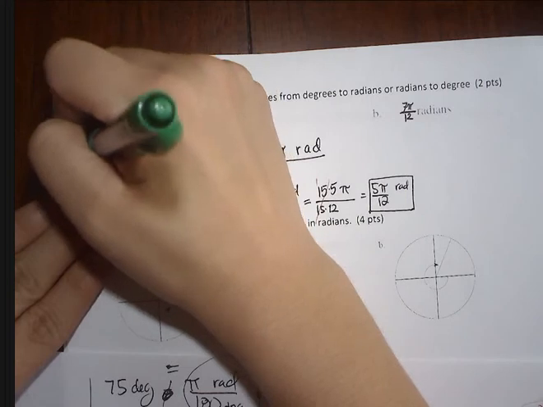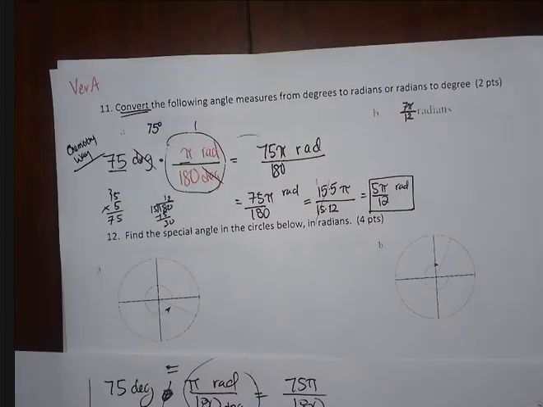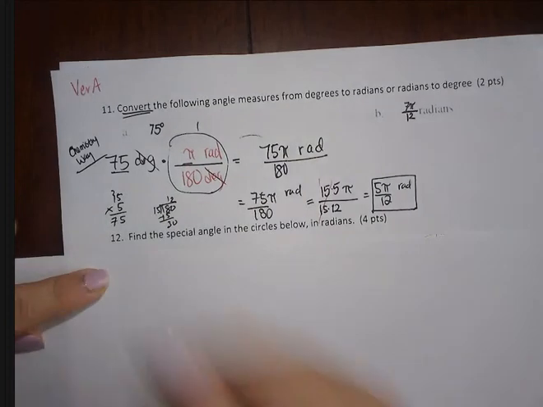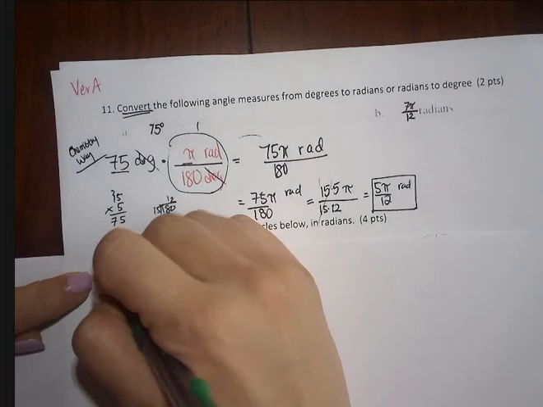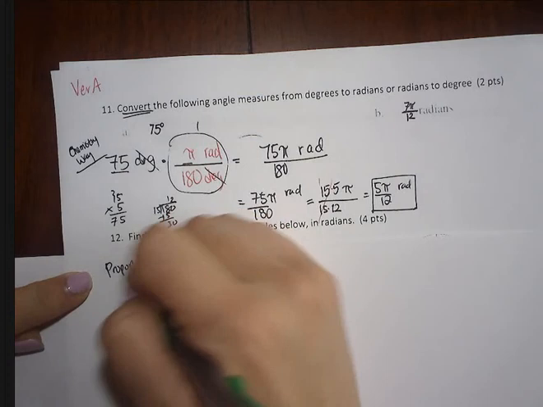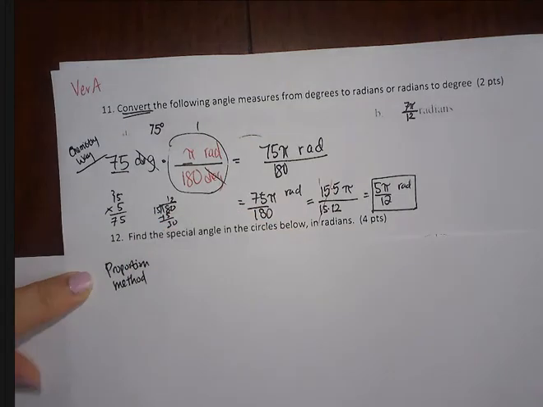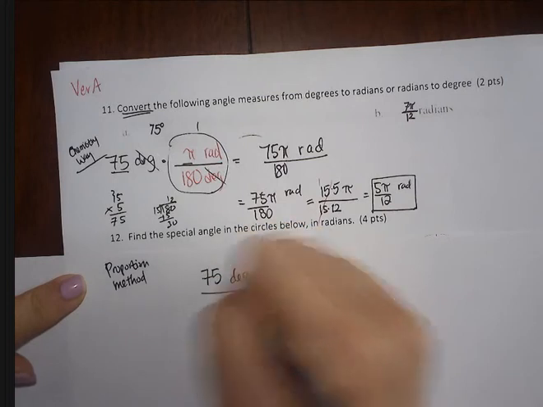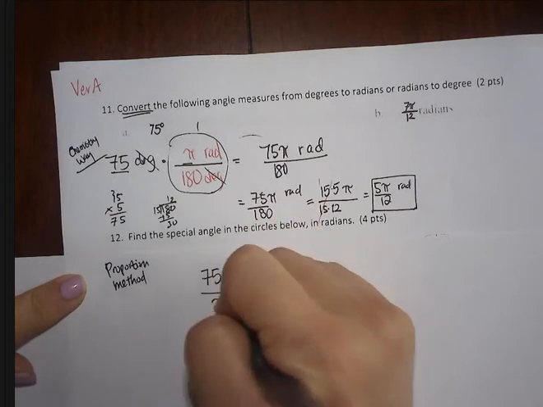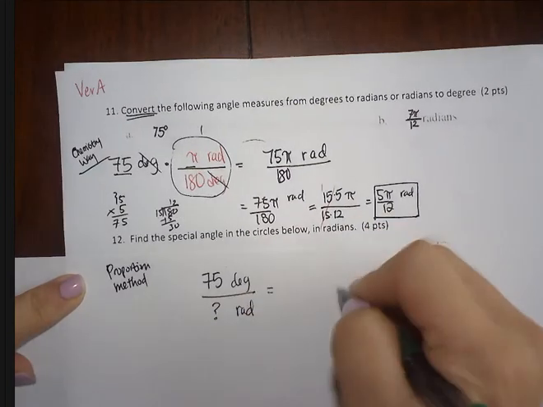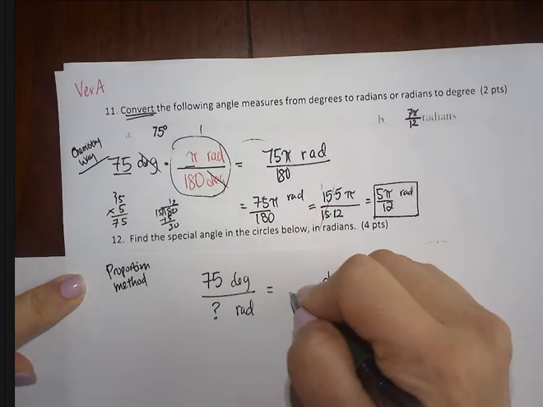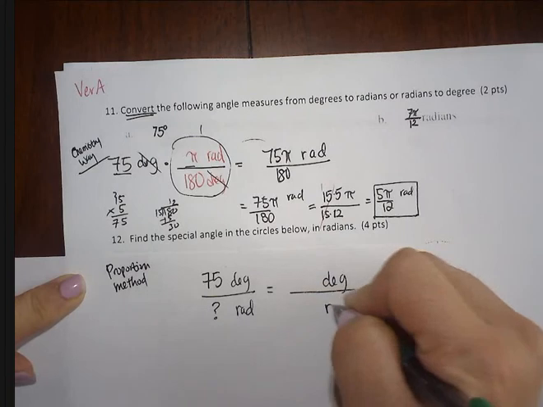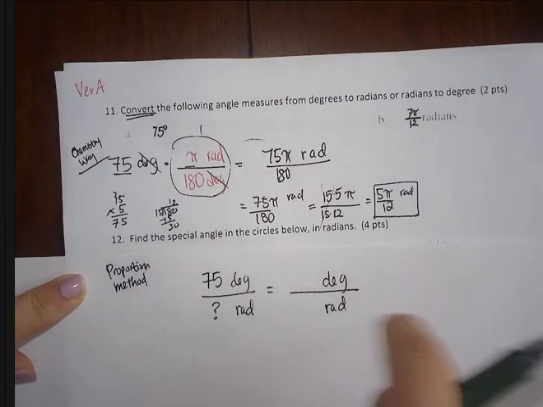If you wanted to use the proportion method, that's another one where you could, and if you don't care to hear the proportion method, you could go ahead and skip this. But some people like to say, hey, 75 degrees over what radians equals, then in this case, you don't cancel anything out. You want everything to be equivalent. You want degrees on top and radians on bottom, or you could have radians on top, degrees on bottom.